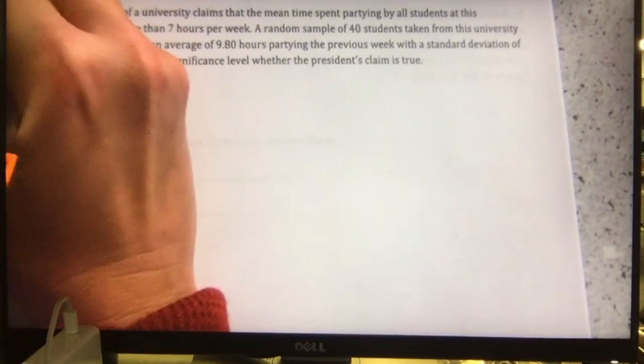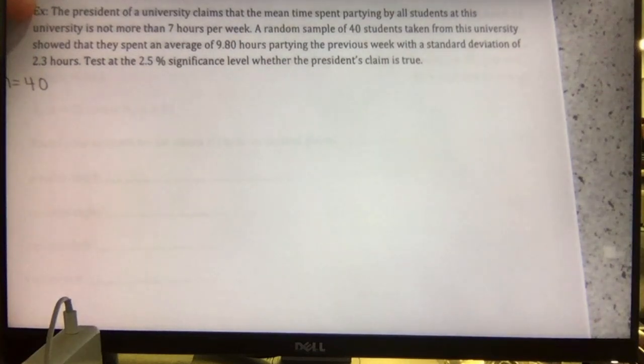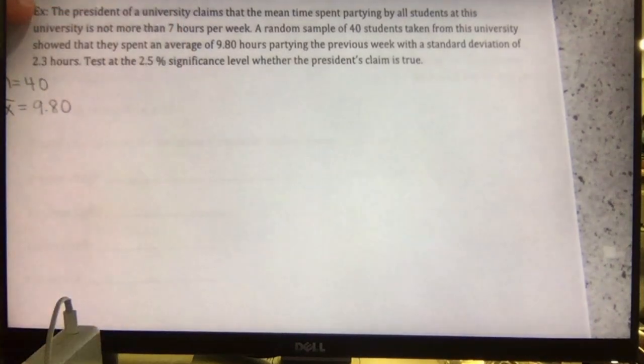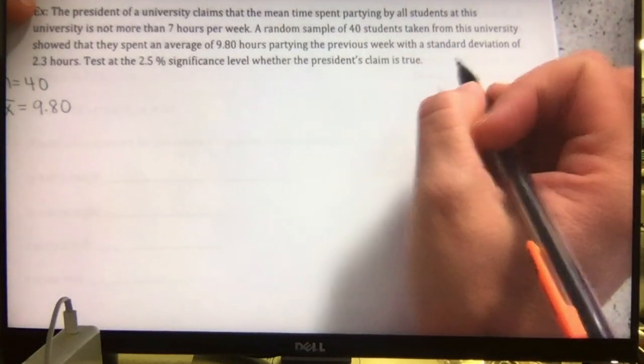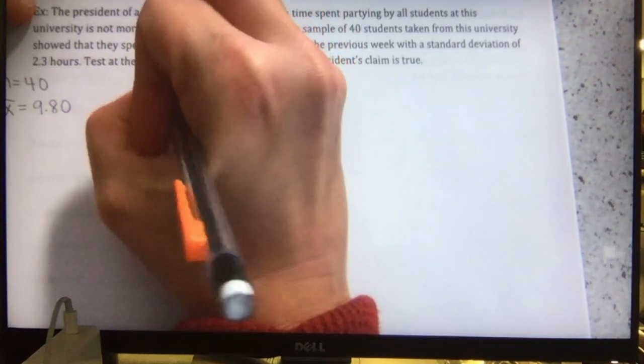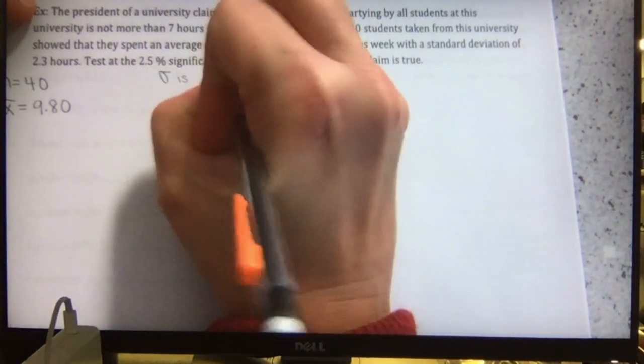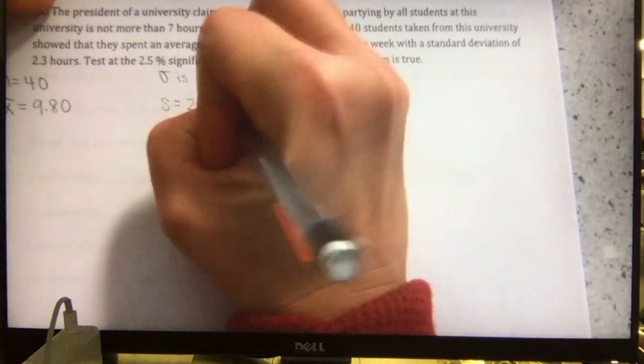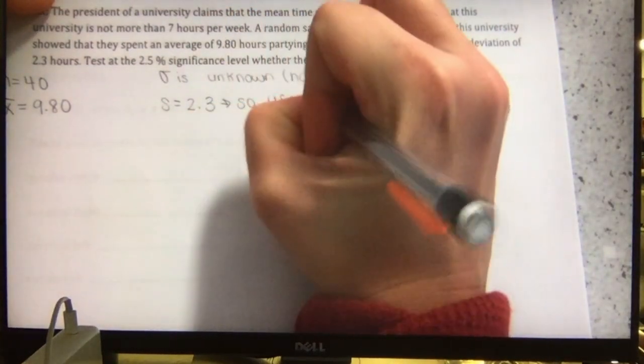All right, so a couple different things. Let's start off by writing what we know. We know n is 40. They tell us the average, so x bar, is 9.80. And they tell us the sample standard deviation is 2.3. So our population standard deviation is unknown, but we do have the sample standard deviation, which is S. So we know our S value is 2.3, our sample standard deviation. So that's telling us that we're going to use t values.